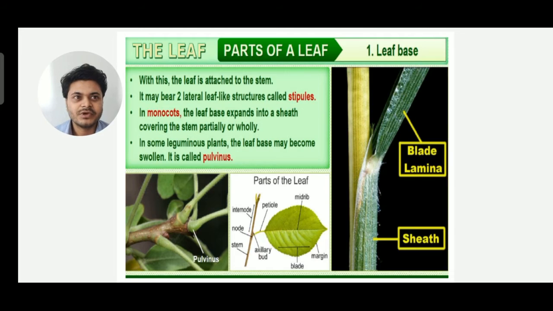Now let's discuss leaf base. With this the leaf is attached to the stem. It may bear two lateral leaf-like structures called stipules. In monocots, the leaf base expands into a sheath covering the stem partially or wholly. In some leguminous plants, the leaf base may become swollen. It is called pulvinus. You can see the swollen structure of leaf base, that is called pulvinus. You can see the leaf sheath, and the blade or lamina.